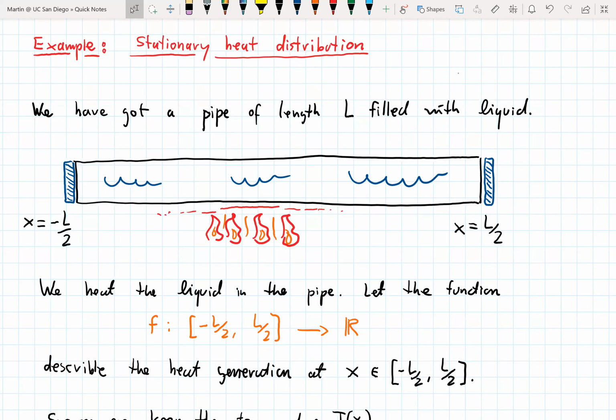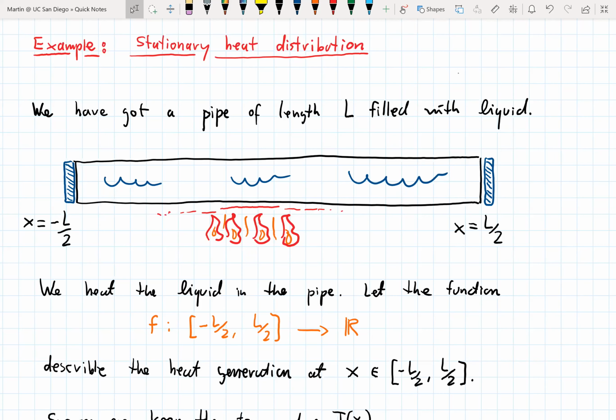So let's introduce a coordinate system. Let's say the left endpoint of the pipe has position x equal minus L over 2, and the right endpoint has position x equal L over 2. And for any x between the left and the right endpoint, we associate how much heat is produced in the pipe. For that reason, we introduce a function f, which is defined over this interval from minus L over 2 up to L over 2 and maps into the real numbers. And that function f tells us how much heat is generated at every position x.